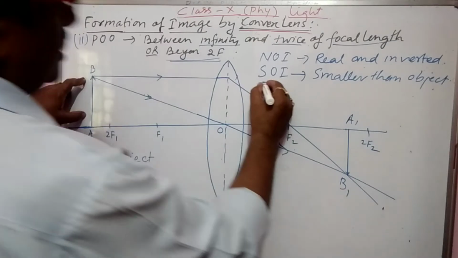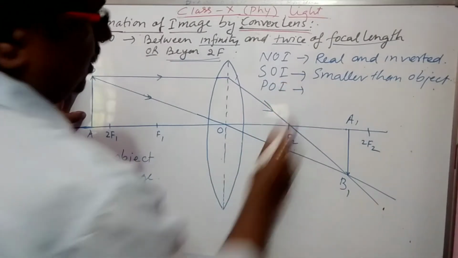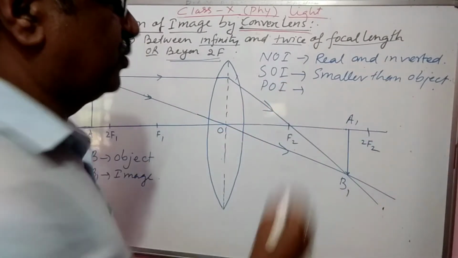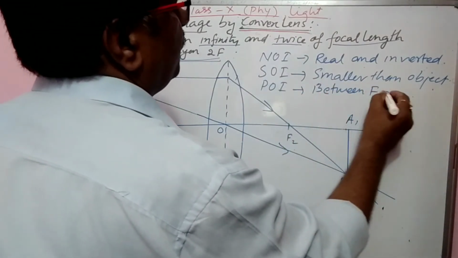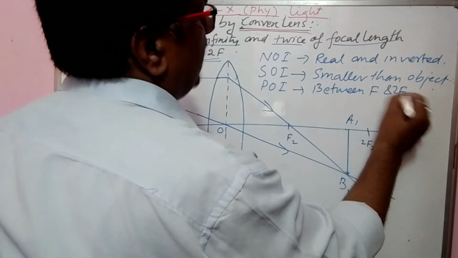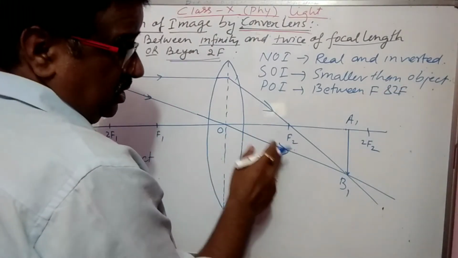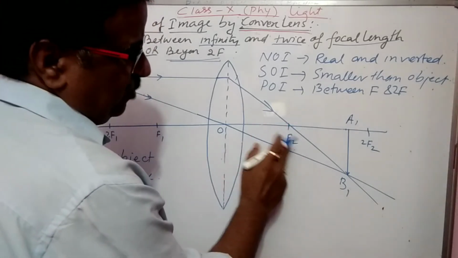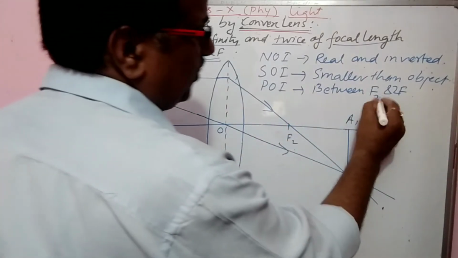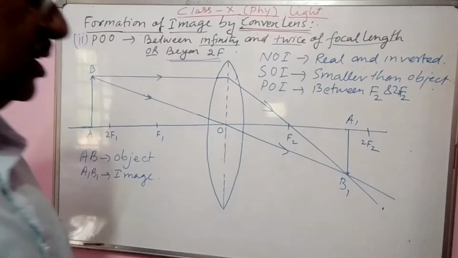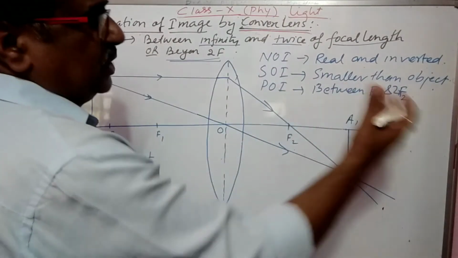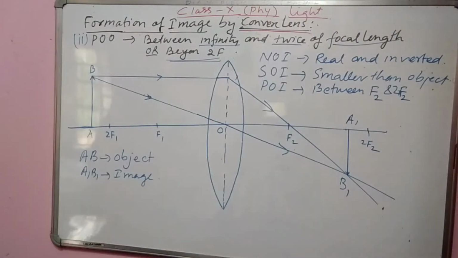What is the position of the image? You can see it is between F and 2F, so you can write here between F and 2F. According to the figure, if you want to write, then you can write F2 and 2F2. But it is focus and twice the focus, so between F and 2F you can write. So this is the situation according to the given question.